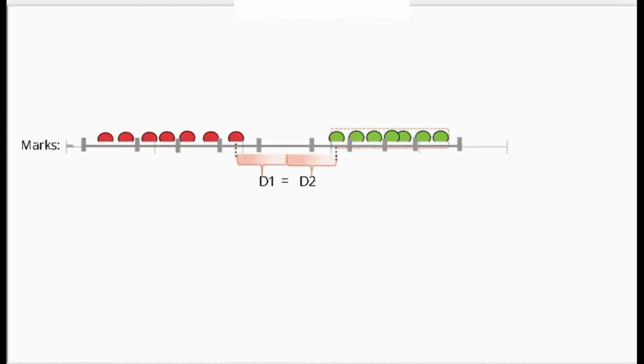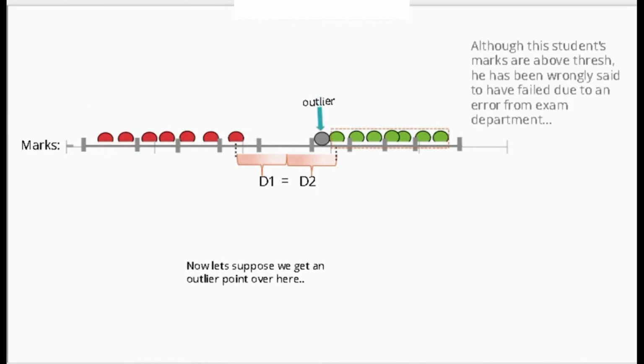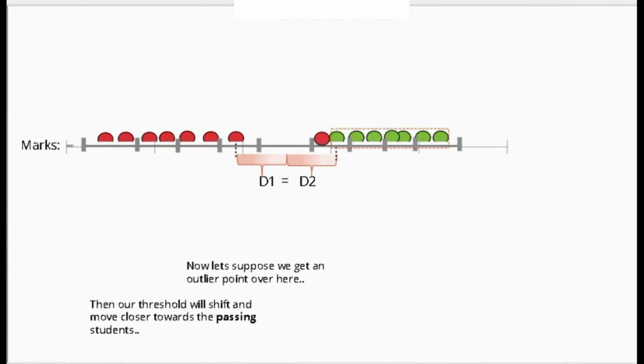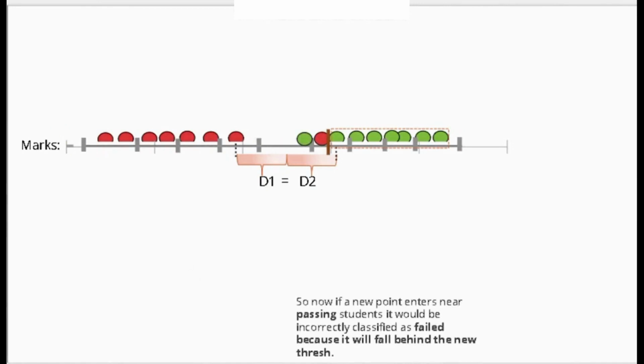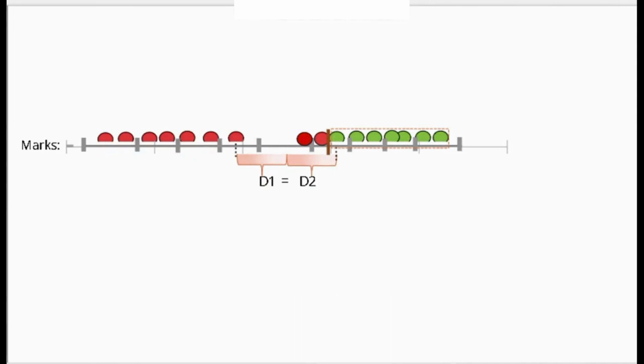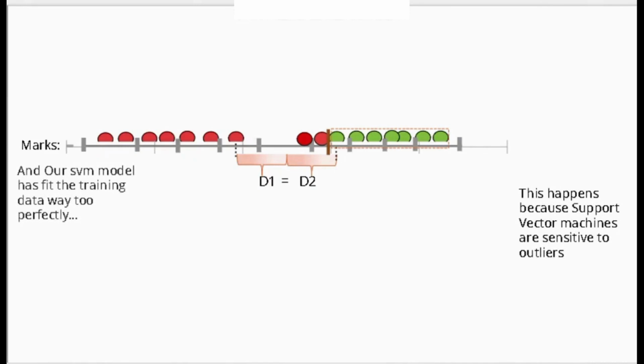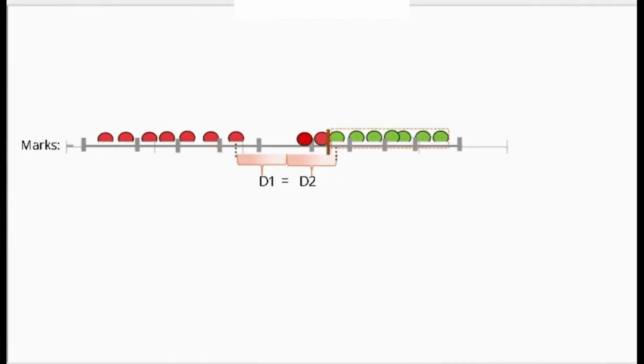Now let's suppose we get an outlier over here. Although the student's marks are above the threshold, he has been wrongly said to have failed due to some technical error. Then in this case, due to the outlier point, our threshold shifts and moves closer towards the passing points. So now if a new point enters near the passing students, it would be incorrectly classified as failed because it will fall behind the new threshold. This happens because support vector machines are sensitive to outliers and our SVM model has fit the training data way too perfectly. So what do we do now?